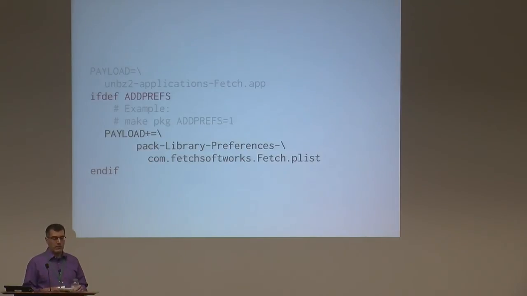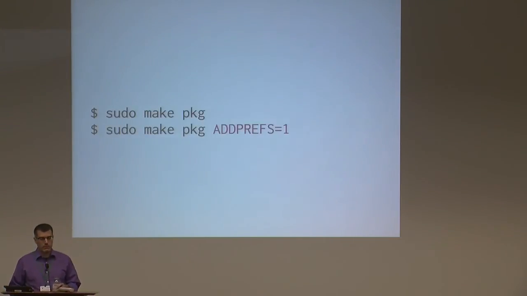So several conditionals exist in Make. I just happen to use ifdef here. There are too many to really go into in an hour. But inside this ifdef block, or if-defined, I have appended more to the existing payload variable. So this will add the specified preference file stored in the same directory as the makefile to the package if this variable is defined. So how do I get it defined? Just like this. Normally I would be running sudo make pkg. If I want to put add prefs on this, I do sudo make pkg add_prefs=1.